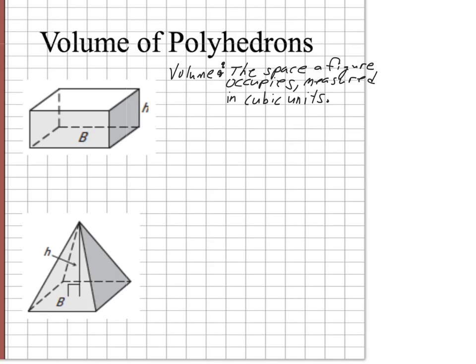So if that's what volume is, if we look at a prism, how do we find the volume of a prism? You need 2 parts for volume pretty much throughout all of these shapes. Volume is equal to the area of the base times the height. For pretty much any shape other than a sphere, volume is the area of the base times height.